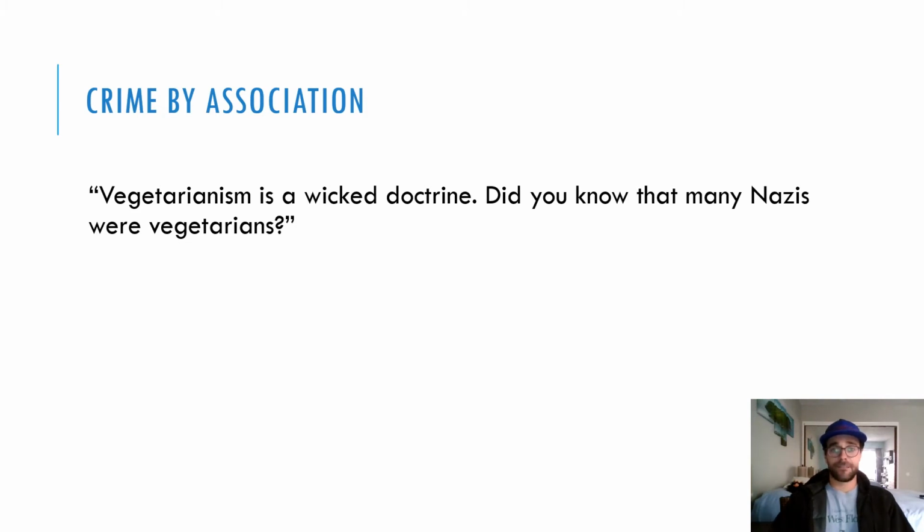The next fallacy is the crime by association fallacy. Here, we link two things together, one of which is bad, in hopes of getting the person that we're arguing with to assume that the other thing is bad as well. Here, vegetarianism is a wicked doctrine. Did you know that many Nazis were vegetarians? Here, we're suggesting that vegetarianism is wicked because Nazis were vegetarians and Nazis were wicked.